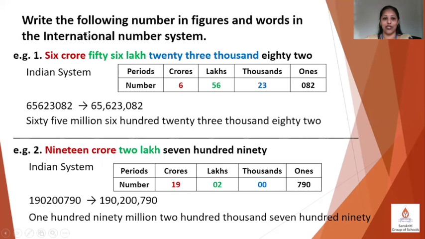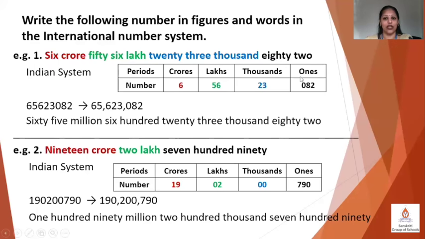Let us read this number. It is 6,56,23,082. When we read these periods, crore, lakh, and thousands are in the Indian system. That means the number is given in the Indian system and we are supposed to write it in the international system. So we place them in the place value chart. 6 crore is placed in the crores period. 56 lakh is placed in the lakhs period. 23,000 is placed in the thousands period. And 82 is placed in the ones period.